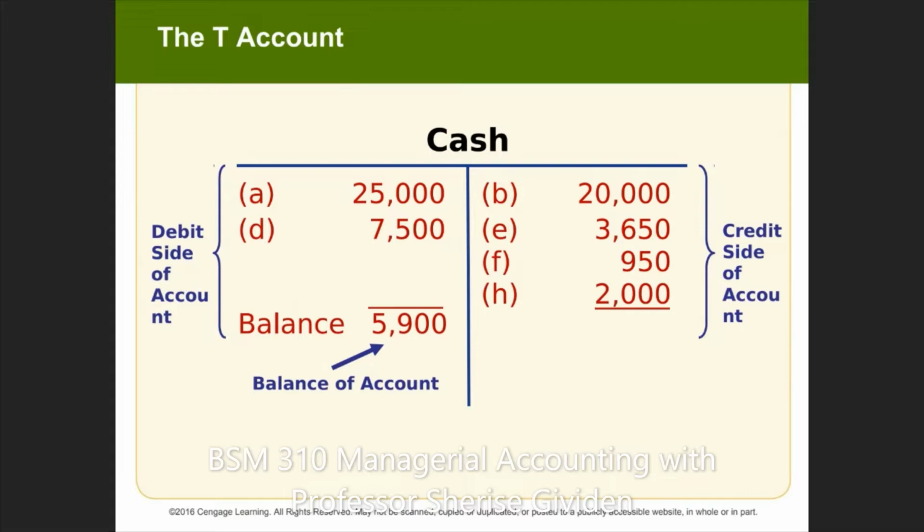So we see here with cash, we started with a transaction for $25,000 as a debit, and then we credited the account $20,000. We have a debit for $7,500. We have a credit for $360, etc. And then at the end, we're going to balance the account. We're going to add up all of our debits, add up all of our credits. And in this case, we have a debit of $5,900. So the balance in the cash account is $5,900, and it's a debit because it's on the debit side of the T account.